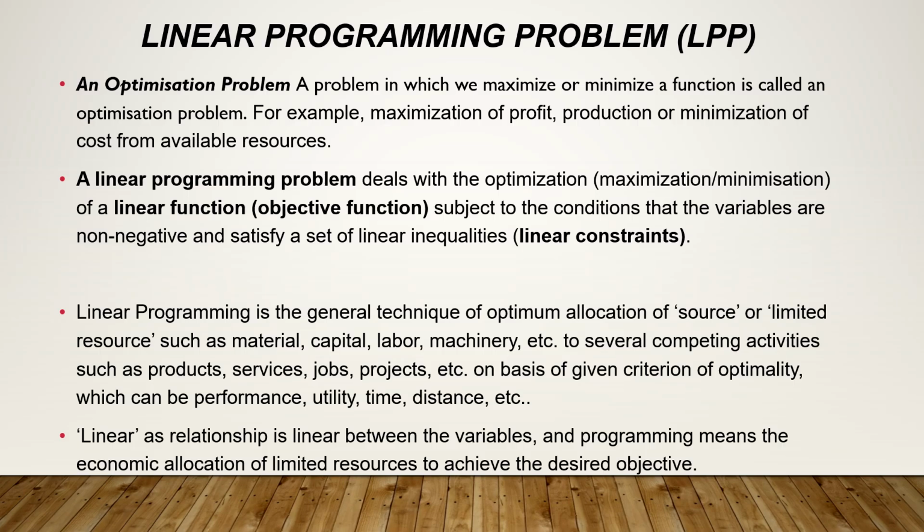We will see a proper standard form of linear programming problem. Basically, linear programming is a general technique of optimum allocation of scarce or limited resources, which can be material, capital, labor, machinery, etc., to several competing activities, which can be products, jobs, services, projects, etc., on the basis of some given criteria of optimality, which can be in terms of performance, utility, time, distance, etc. This is the definition. In very simple language, it is linear because the relationship between the variables is linear, and programming here means the economic allocation of the limited resources to achieve the desired objective.